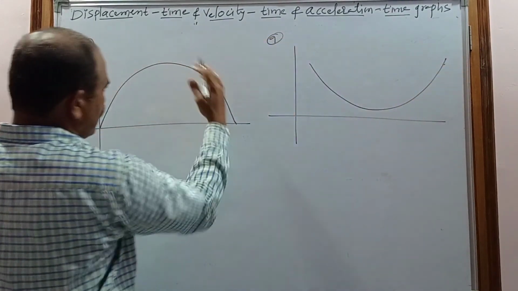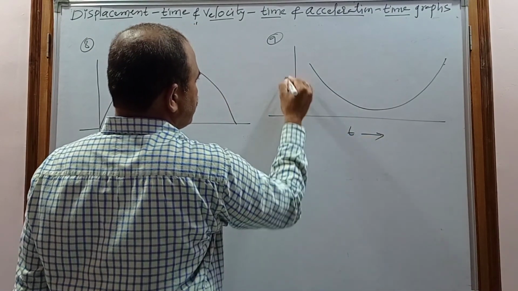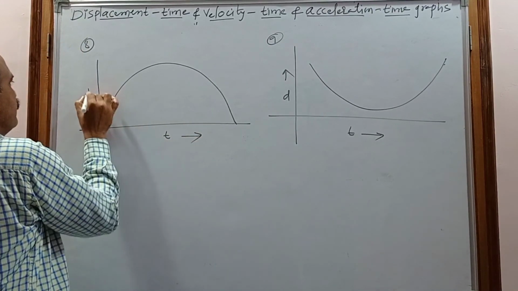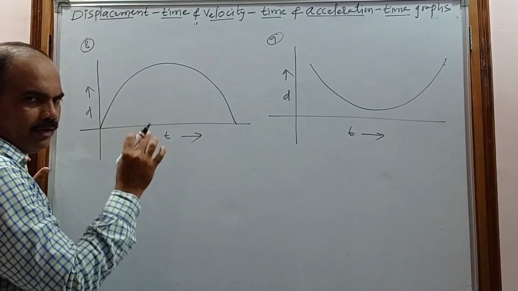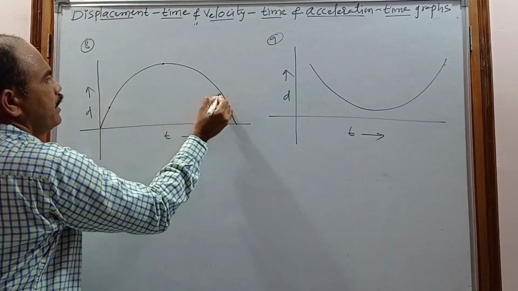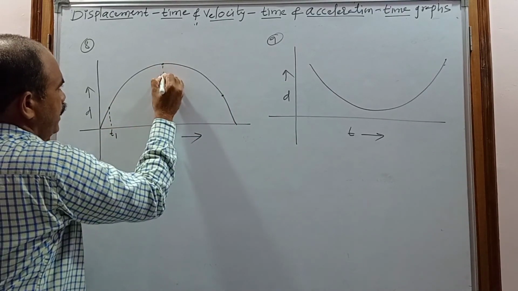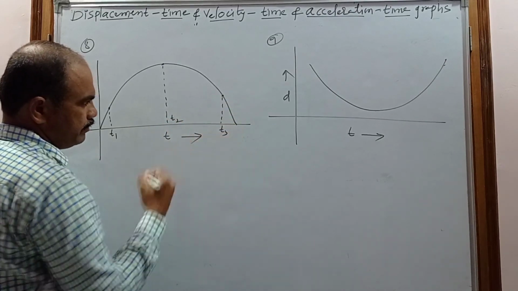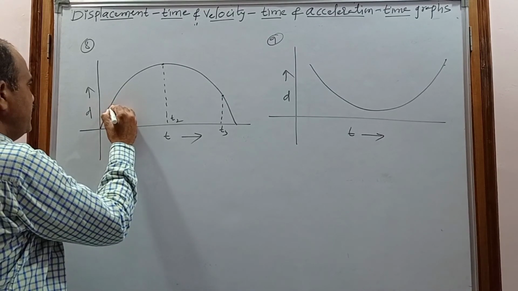Nothing but concave downward and concave upward, by taking time on the x-axis and displacement on the y-axis. To explain which type of motion it is, I am now taking 3 points. One is at the highest point, and the others are at times t1, t2 and t3. At these 3 points, when I draw the tangent, this is the tangent drawn at t1 time.